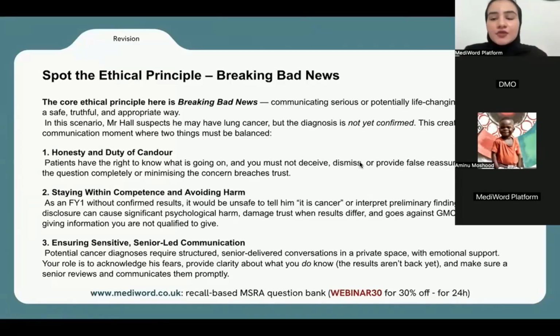Now, breaking bad news. Let's go into more detail about this ethical principle and how it helps us to get to the right answer. Breaking bad news does fall under the branch of duty of candor, essentially. So it's communicating serious or potentially life-changing information in a safe, truthful manner towards the patient. Mr. Hall, in this case, does suspect a diagnosis of lung cancer, but it's not yet confirmed. So the question is really asking us how do we respond as a junior doctor, F1 or F2, towards a patient asking for such an important piece of information? And we have to prioritize this ethical theme over the others.